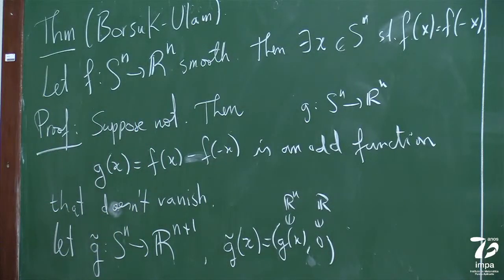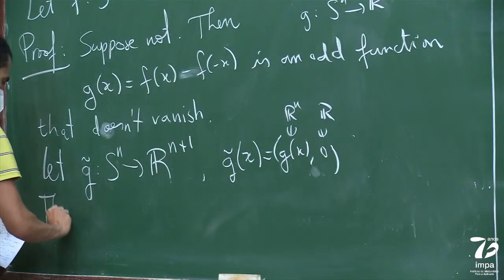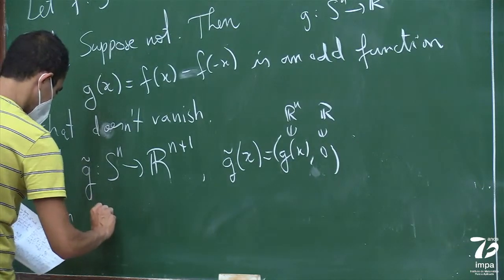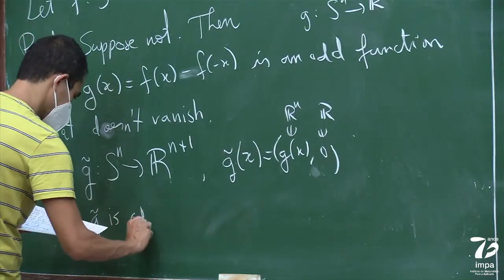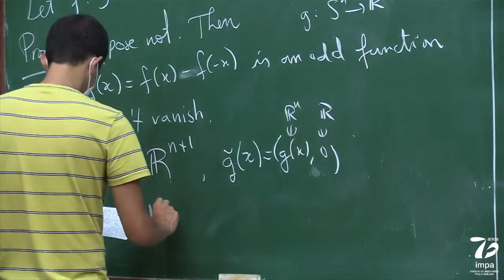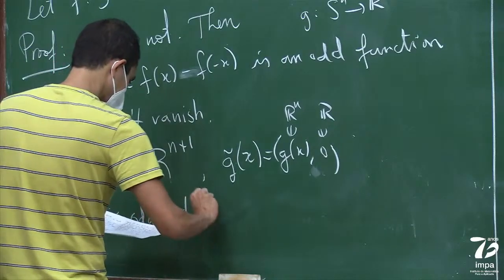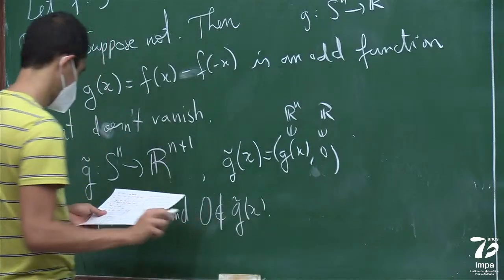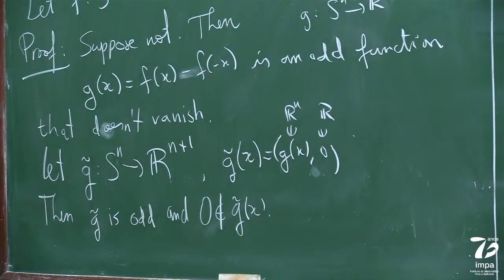Okay. So then, of course, this g tilde is still an odd function. Then this g tilde is odd, and 0 is not in the image of g tilde. Okay. So the claim is that if the function is odd, then its winding number with respect to 0 will be odd.